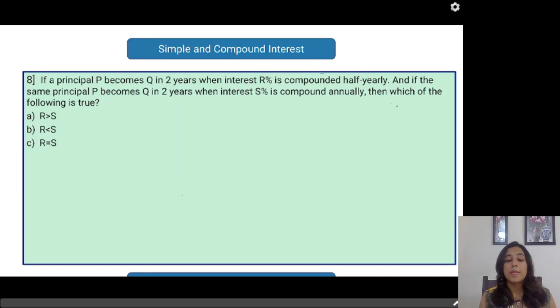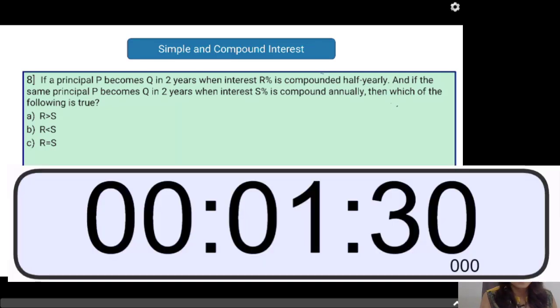If a principal P becomes Q in 2 years when rate of interest is R percent and it is compounded half yearly, and if the same principal P becomes Q in 2 years when S percent is compounded annually, then which of the following is true? So guys, your time starts now, and in this particular problem also you have to make a few assumptions.